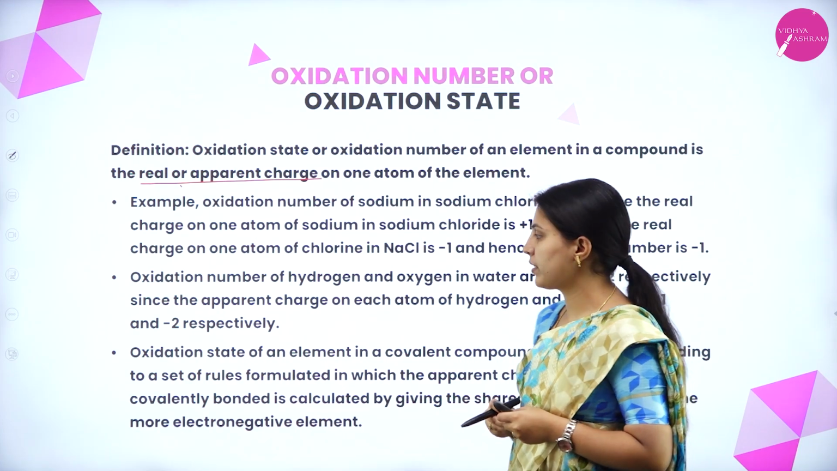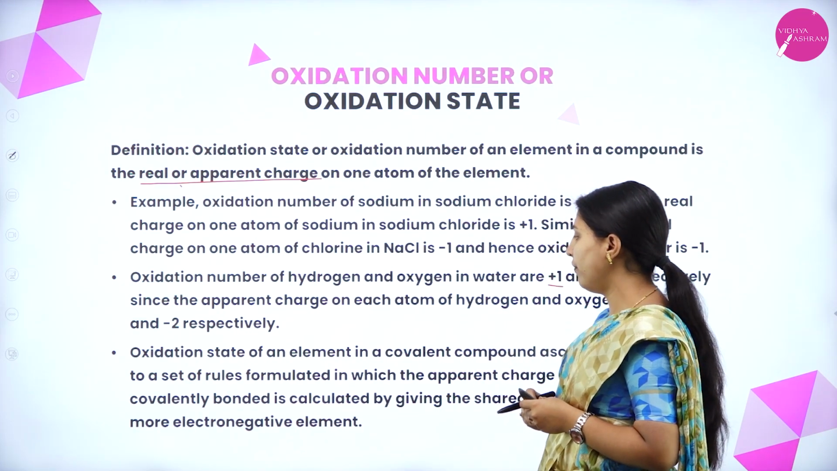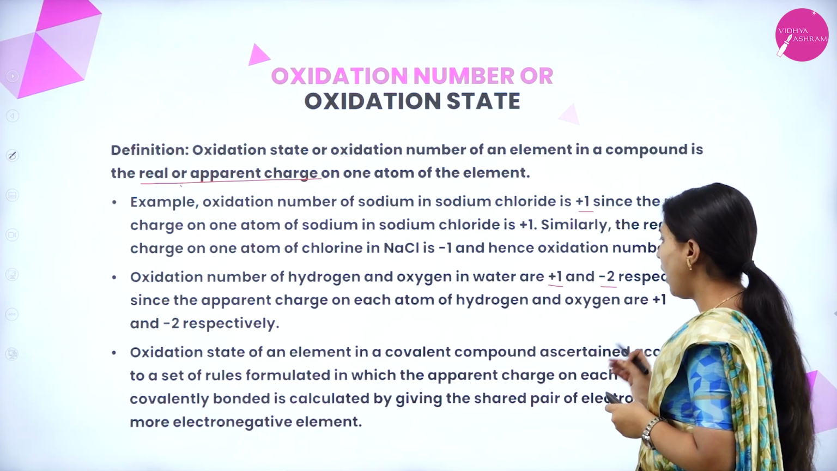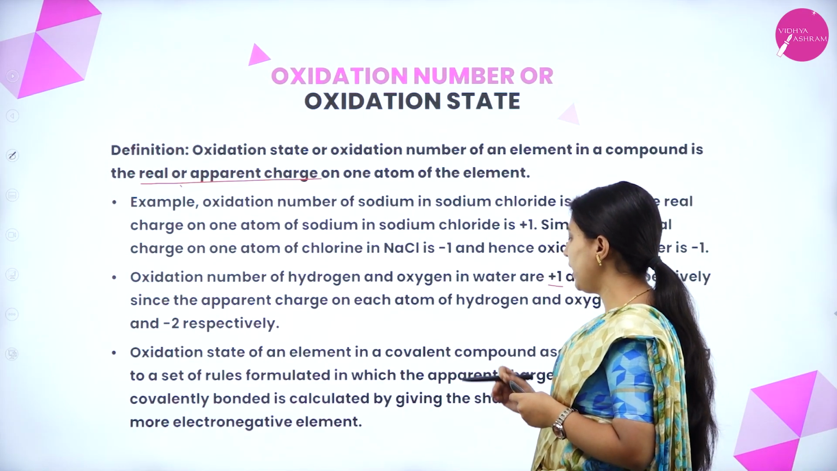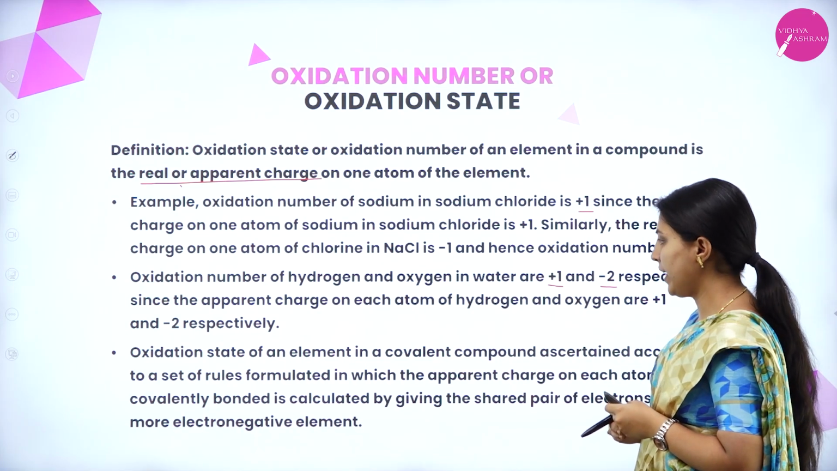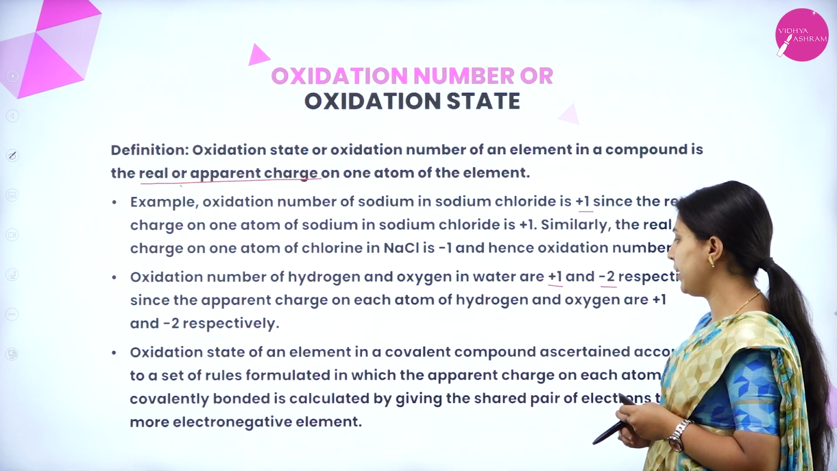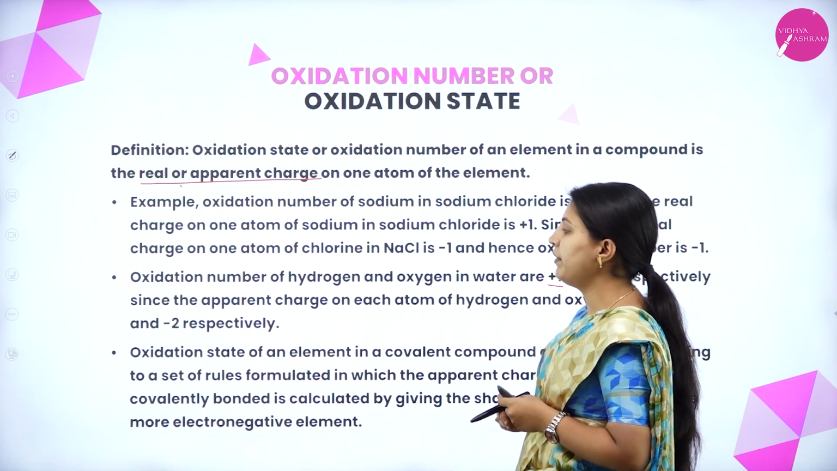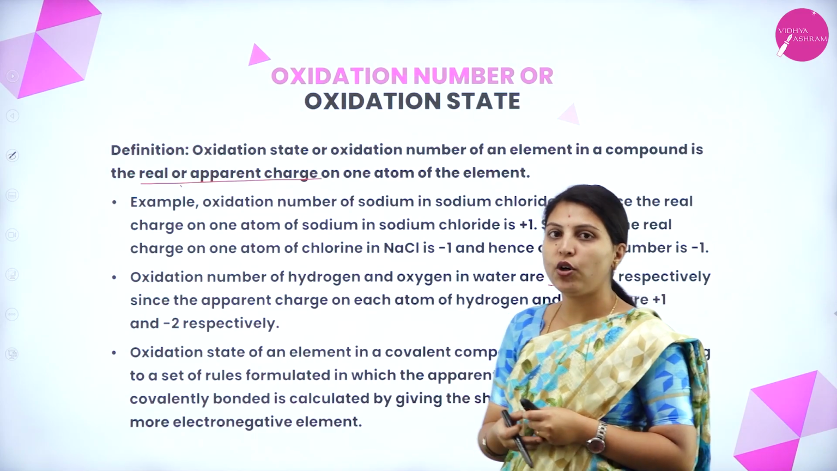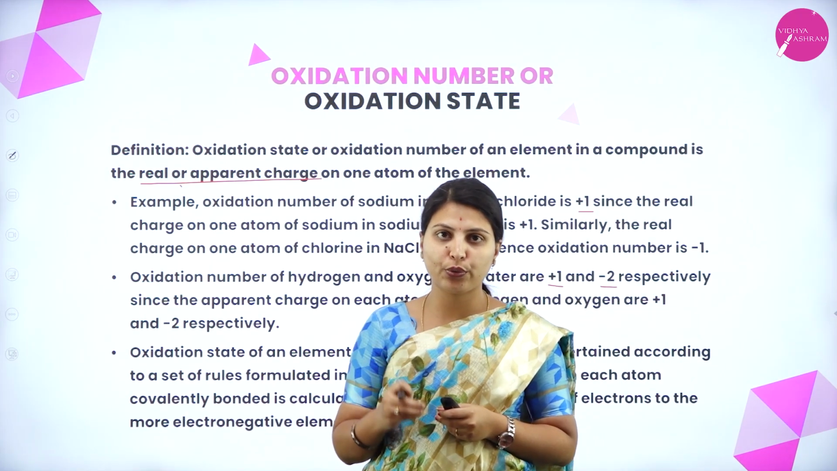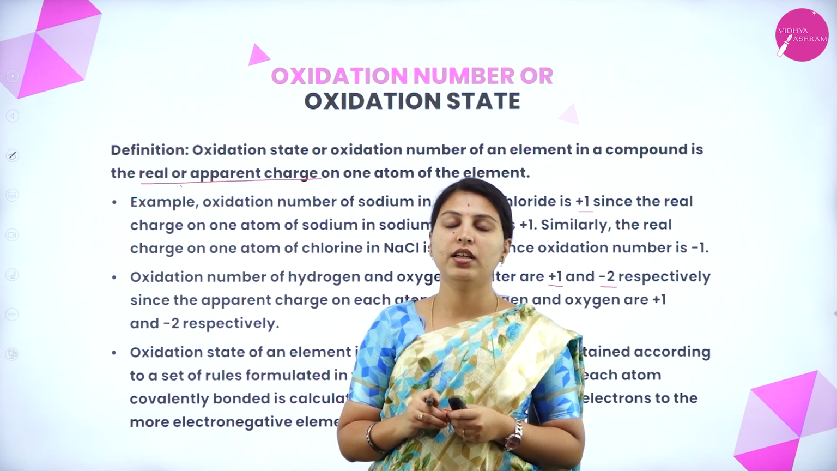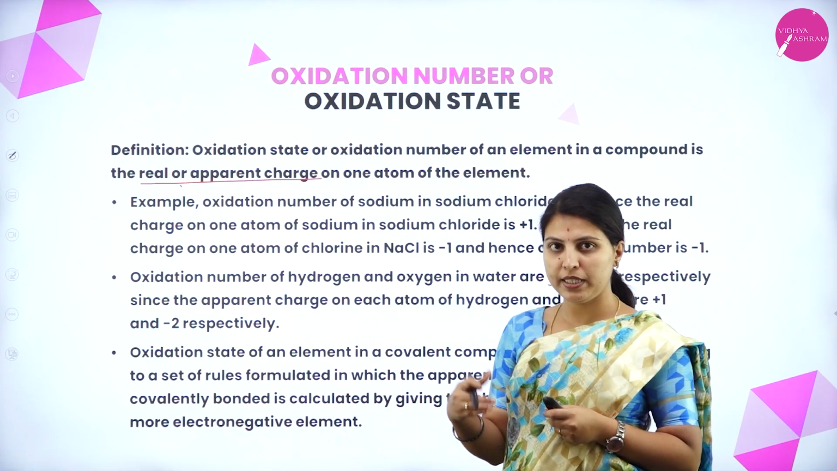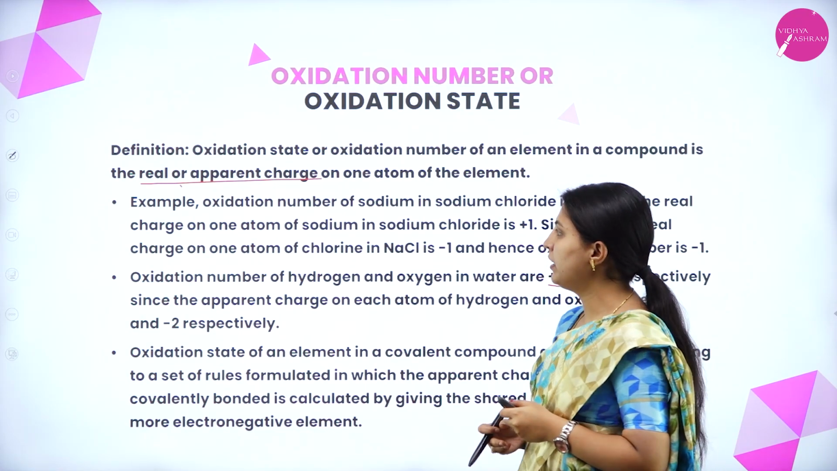The oxidation state of an element in a covalent compound is ascertained according to a set of rules in which the apparent charge on each covalently bonded atom is calculated by giving the shared pair of electrons to the more electronegative atom. If a covalent compound is present, there is a set of rules to assign those numbers to an atom in a compound. So, you have to follow those rules, which will be seen in the coming slides.